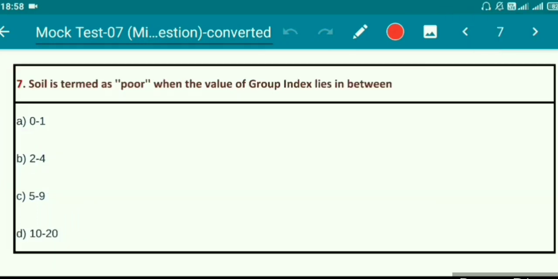Question number 7. Soil is termed as poor when the value of group index lies in between option A 0 to 1, option B 2 to 4, option C 5 to 9, option D 10 to 20. Right answer is option C, 5 to 9.